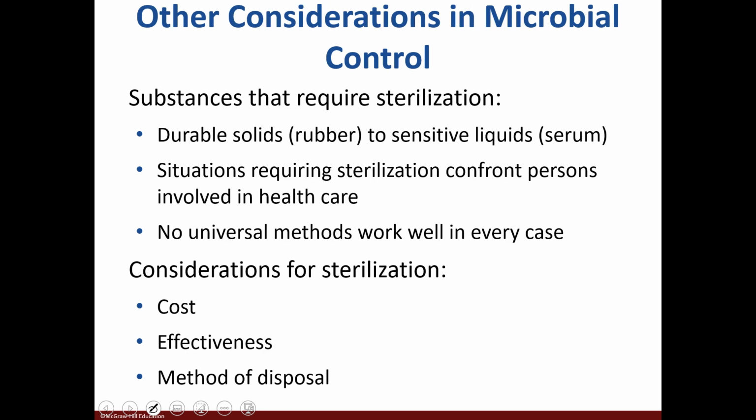A lot of substances require sterilization. These include rubber to sensitive liquids like serum. Each and every day, people in the healthcare setting must determine which methods to use, and not every method works in each case. Cost effectiveness and how the object is disposed of must all be considered. Disposable items like catheters, which are plastic, must be treated using gas sterilization so as not to damage them.